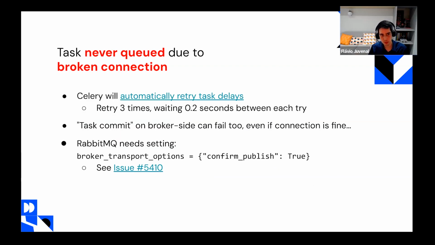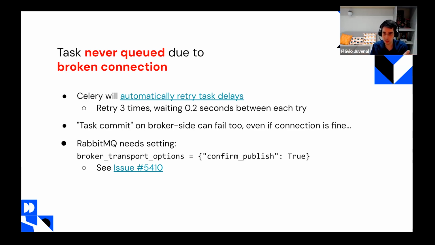It's important to know that Celery will automatically retry task delays. Okay, so I'm not talking right now about task retries. I'm talking about retrying the delay, retrying the queuing of the task. It will retry 3 times, waiting 0.2 seconds between each try. But there is another problem that is not well documented: the task commit on the broker side can fail too, even if the connection is fine.